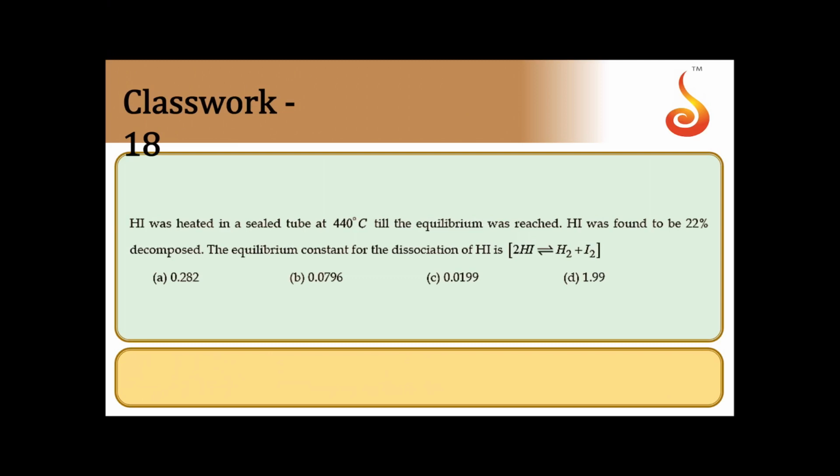Then the 18th one. HI was heated in a sealed tube at 440 Celsius till the equilibrium was reached. HI was found to be 22% decomposed. The equilibrium constant for dissociation of HI is.